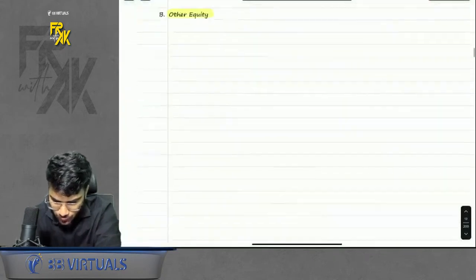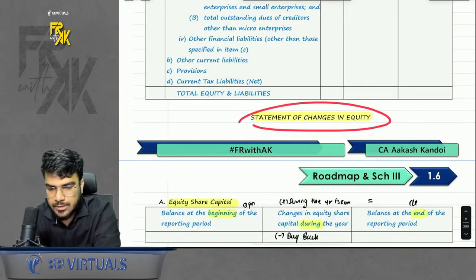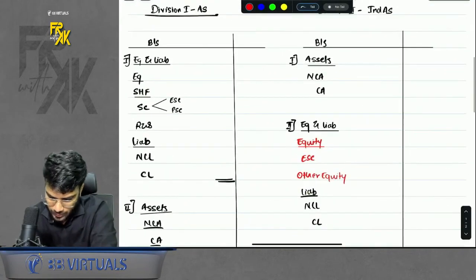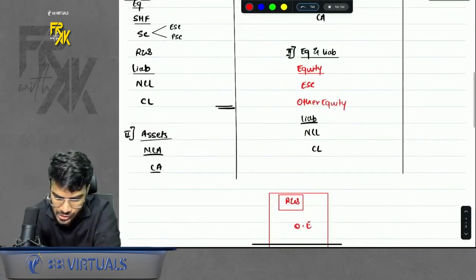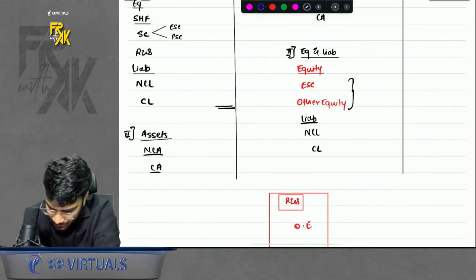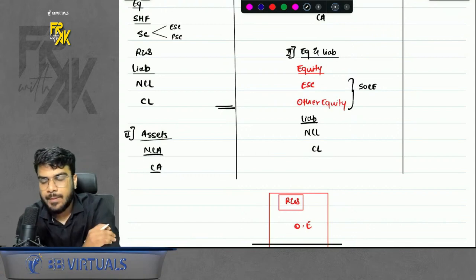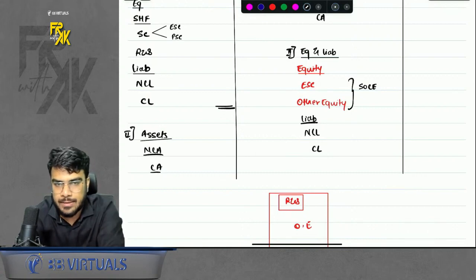Let's proceed. So what did we discuss now? We discussed the statement of changes in equity. We just got an overview of the point, right? So we can write it down in this balance sheet format as well, that for these two elements we will prepare SOCE. Clear? Okay, absolutely clear, sir.